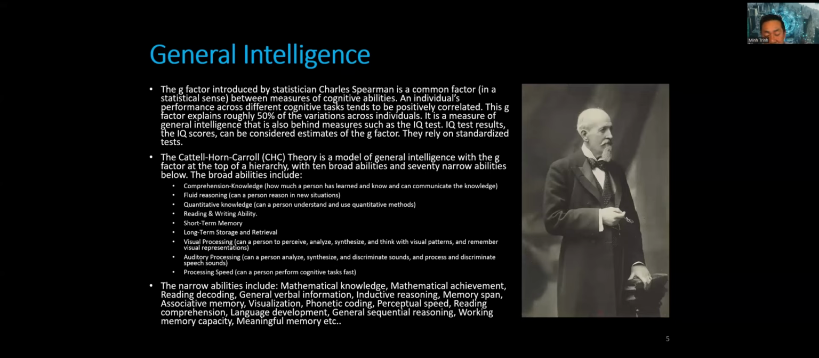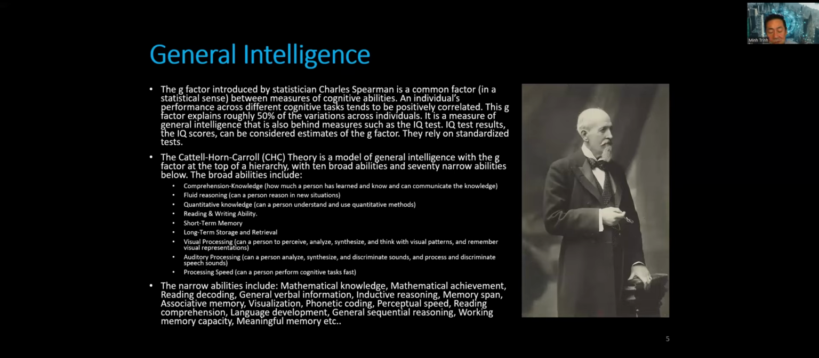Visual processing: can that person perceive, analyze, synthesize, and think with visual patterns, right? And remember visual representations. Auditory processing, and processing speed too, right? So are you fast at solving puzzles or at thinking? Then below that you have like 17 neural abilities. So they break down these broad abilities. It could be like mathematical knowledge, achievements, reading, decoding, verbal information, etc.